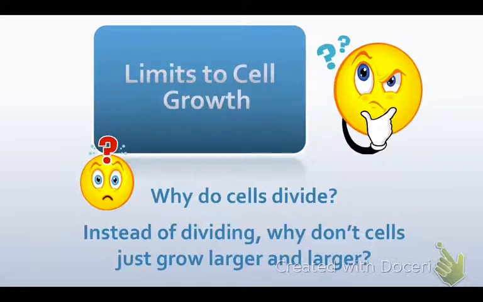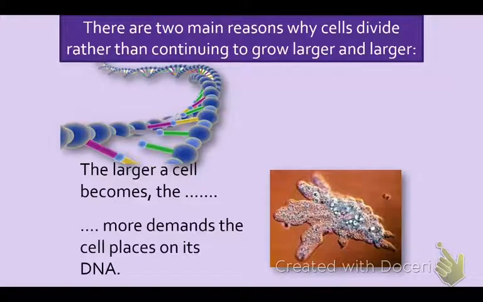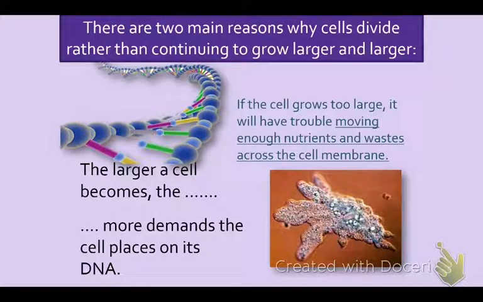Okay, that's what we're going to look at today. So there are two main reasons why cells divide rather than continuing to grow larger and larger. The first one is the larger a cell becomes, the more demands the cell places on its DNA. If the cell grows too large, it will have trouble moving enough nutrients and waste across the cell membrane. Diffusion is not the fastest process, and so you would have to be constantly excreting and taking in materials in order to help the cell function.